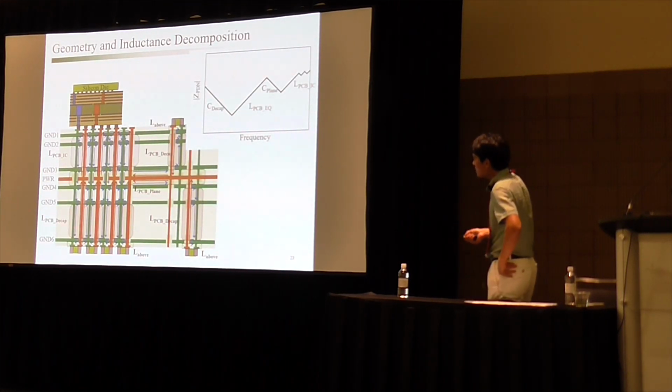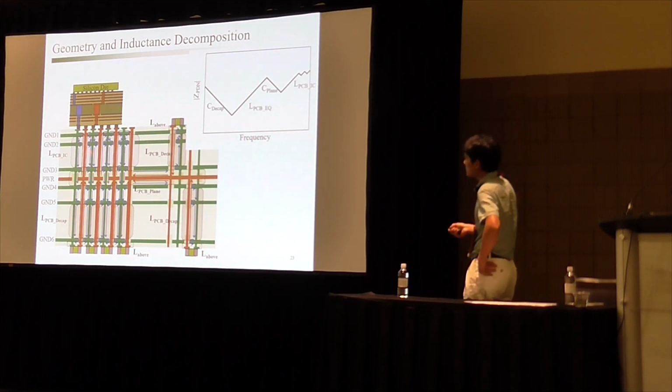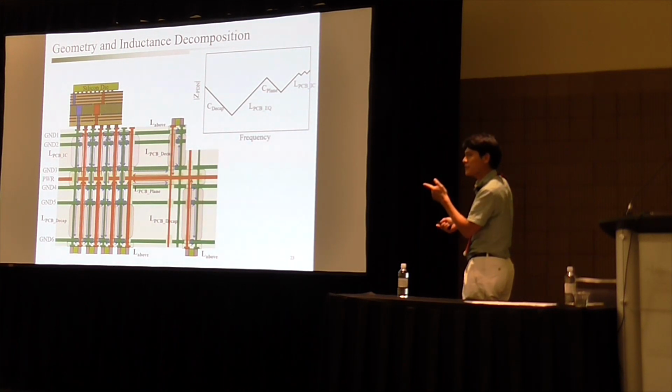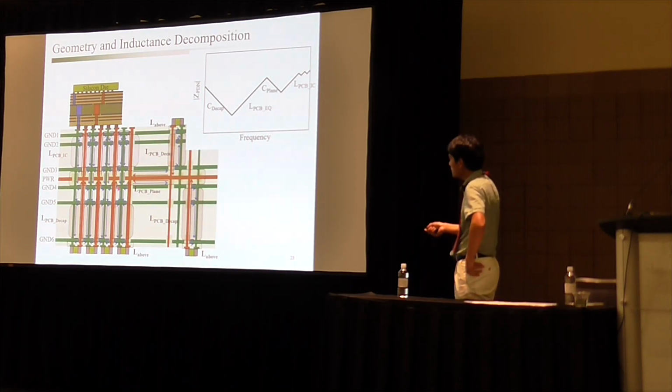So this is a simple illustration for a multi-layer PCB board. This is where the high frequency matters the most, between the power ground layer and the actual IC package. And then we have a path to the decoupling capacitors, and a path to the decoupling capacitors. And then here we have a power ground layer.